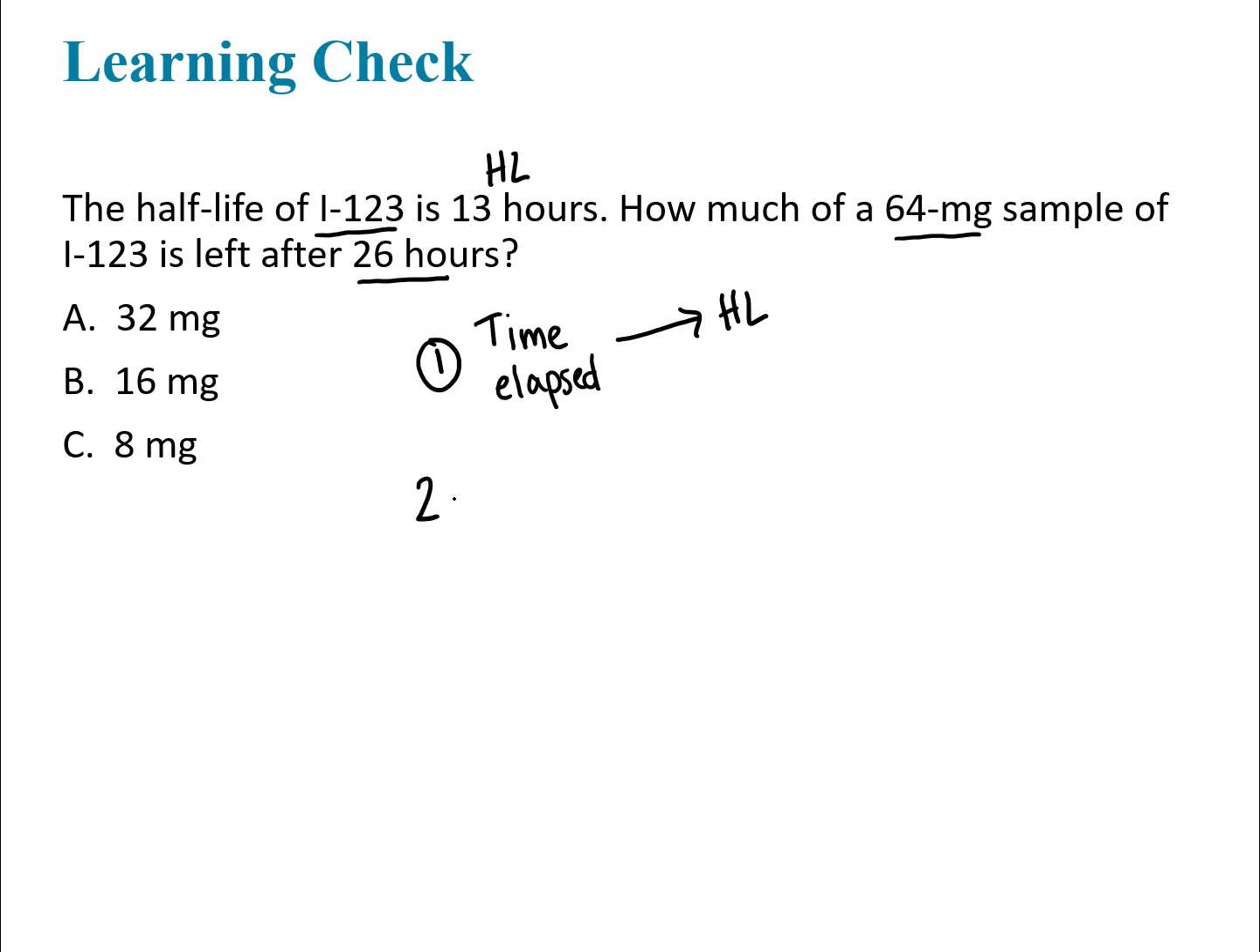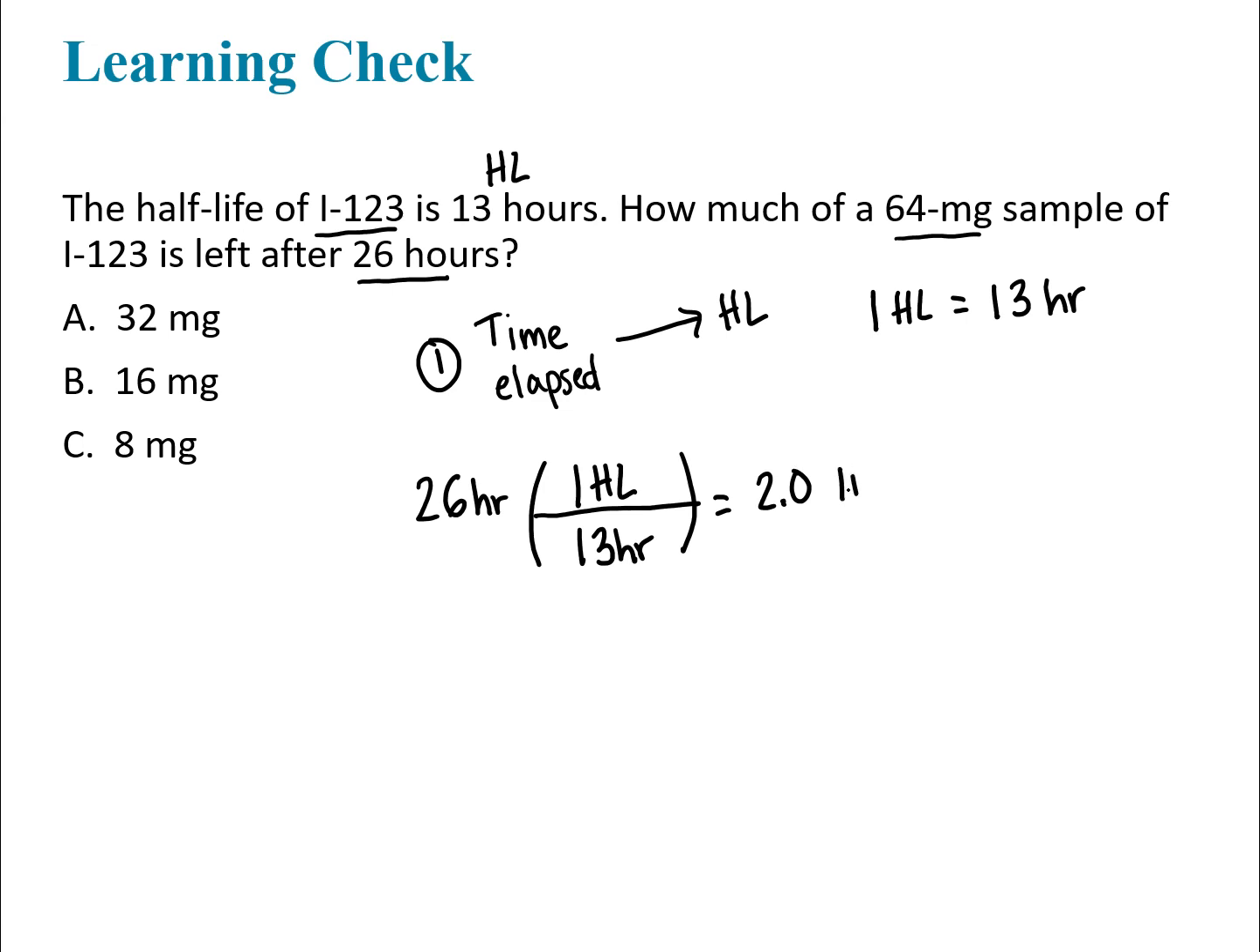To do that, we're going to take our time, 26 hours, and we can write a conversion factor to say 1 half-life is equal to 13 hours. So just like in the problem before, we're going to use a conversion factor that has half-life on the top and then what that half-life equals in hours on the bottom. You divide 26 by 13, you get 2 half-lives.